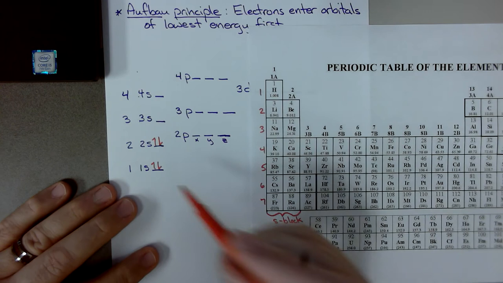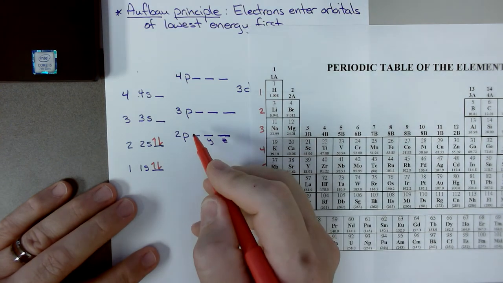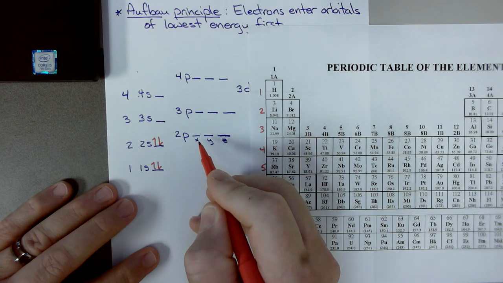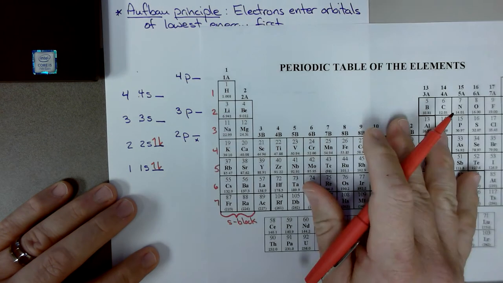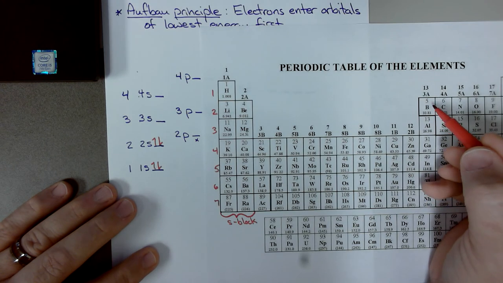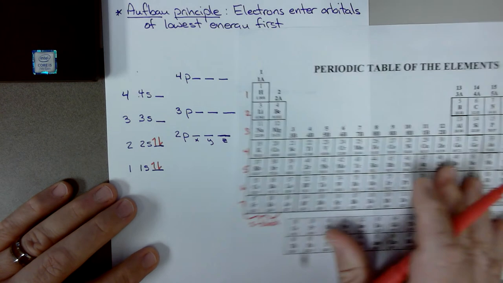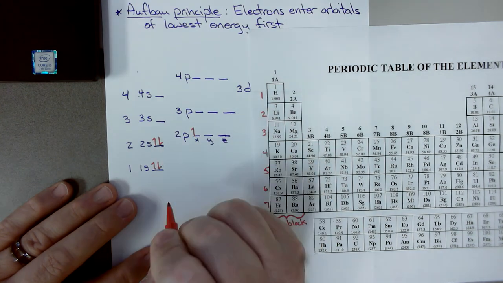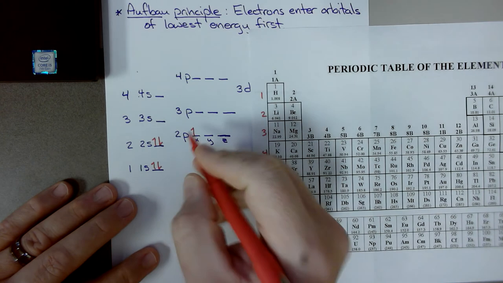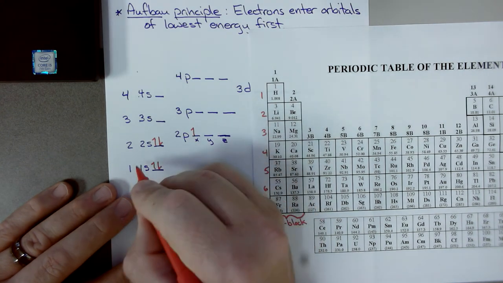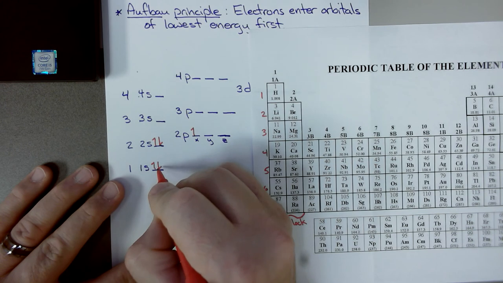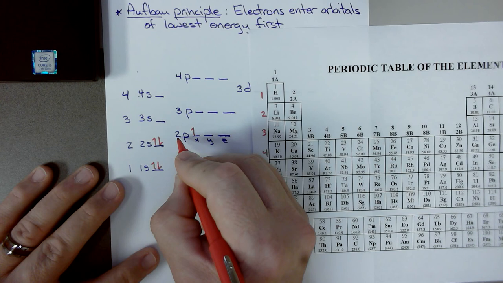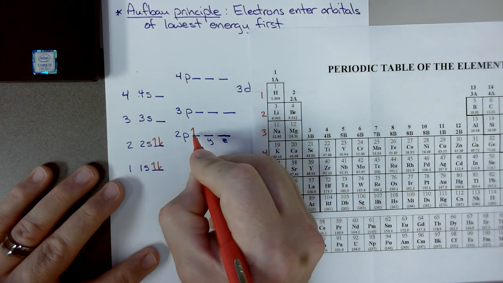Now, the next electron would have to go into the second energy level, but the p sublevel in the px orbital. If we look at our periodic table, our next element is boron with 5 electrons. So we have 1, 2, 3, 4, 5 electrons. My boron has a 1s with 2 electrons, a 2s with 2 electrons, and then a 2p with 1 electron.